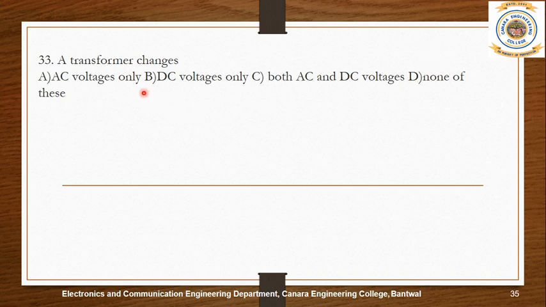Next, a transformer changes AC voltages only, DC voltages only, both AC and DC voltages, none of this. So in the transformer, flux linkages exist. Flux linkages means it is applicable to only AC voltages. So based on the theory, the answer is AC voltages only.